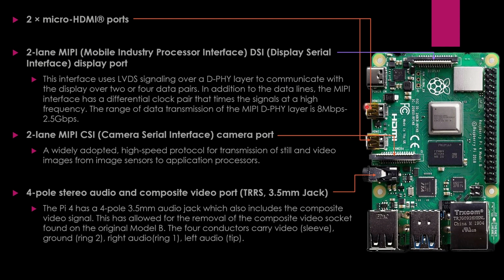It has a 2-lane MIPI display serial interface DisplayPort, which was designed to interface today's cell phones and smartphones displays and is the most common connection interface these days. It uses low voltage differential signaling over a D-PHY layer to communicate with the display over 2 or 4 data pairs. In addition to the data lines, the MIPI interface also has a differential clock pair that times the signals at a very high frequency. The range of data transmission of MIPI D-PHY layer is 8 Mbps to 2.5 Gbps.